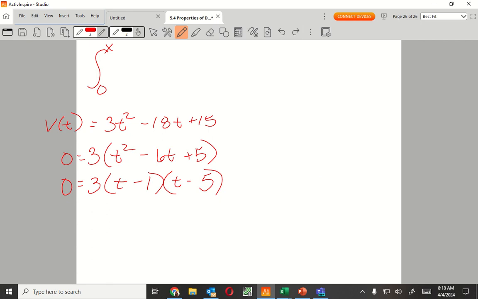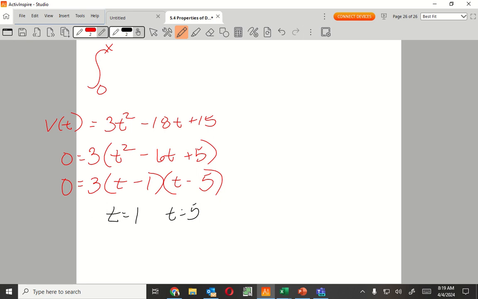And now let's go through. Now I have places where it's going to be equal to 0. So what are my t values going to be? T is going to equal positive 1, because I set each one of those factors equal to 0. For that to work out, I would just add 1 to both sides, t equals 1. What about for this other one? T equals positive 5. So on my timeline, I change directions at 1, and I change directions at 5.